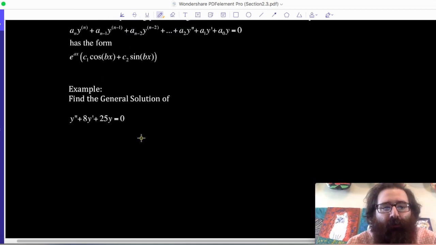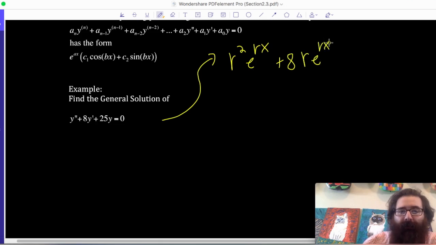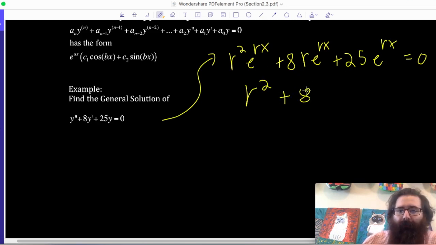So it says find the general solution of this differential equation. And let's start with what we've been doing. y double prime, we replace that with r squared e to the rx, plus 8 times y prime, replace that with r e to the rx, plus 25 times y is our e to the rx, and equals 0. Now we can factor e to the rx out, or you can divide it on each side. It all breaks down to that we're going to be looking at r squared plus 8r plus 25 equals 0.